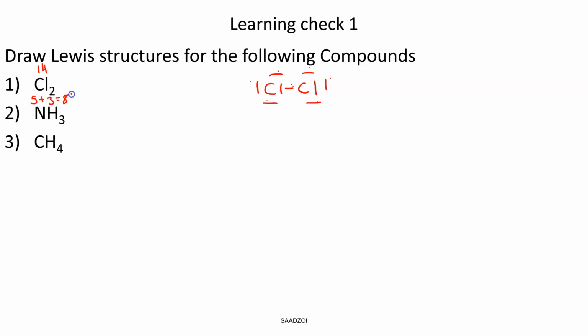NH3, you have group 5A plus group 1A, and there's 3 of them. So it's a total of 8 valence electrons. So N in the middle, connect, connect, connect. Now remember, hydrogen only wants to have a connection. Once you're done connecting hydrogen, you're done with hydrogen. You don't do lone pairs of a hydrogen. So you use 2, 4, 6.